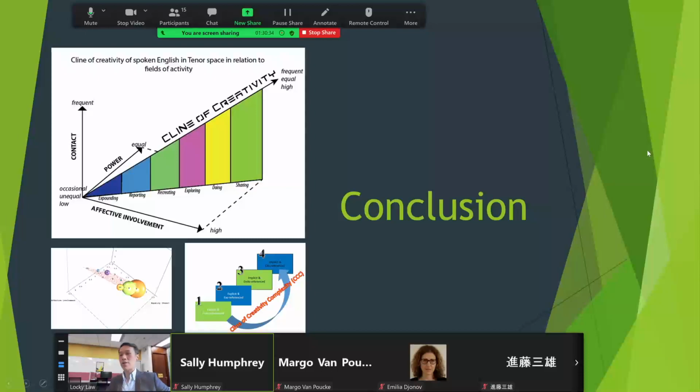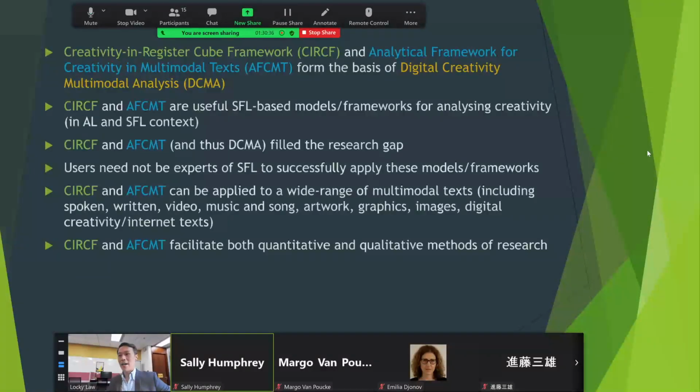So here's the conclusion, basically. What has been completed in this talk, hopefully, is that CIRCF and AFCMT form the basis of what I call the Digital Creativity Multimodal Analysis, DCMA. These two tools are very useful SFL-based models and frameworks for analyzing creativity, and as well, if you like, in the applied linguistics and SFL context. The third point is that they fill the research gap I mentioned earlier in this talk. And users need not be experts of SFL.